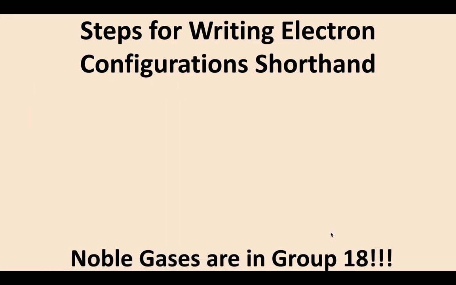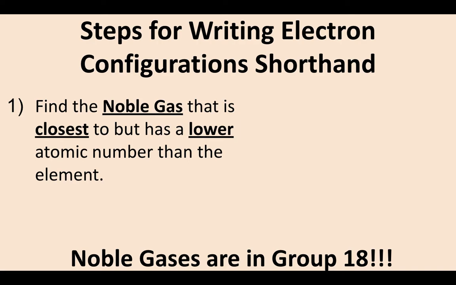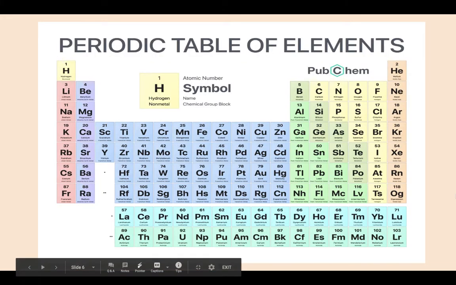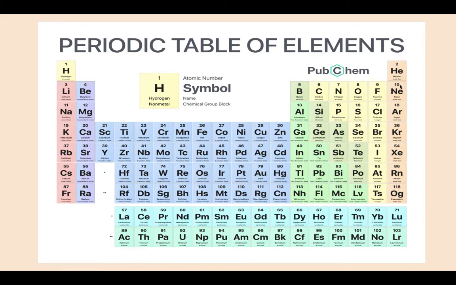Okay, so your steps for writing electron configuration shorthand. The first thing that you want to do is find your noble gas that is closest to, but has a lower atomic number than that element. Noble gases are always in group 18, so your noble gases are always at the end. This is group 18: helium, neon, argon, krypton, xenon, and radon. We always go back to here. So for example, if I want to write the shorthand for magnesium, we have to backtrack to get to here. We go 12, 11, 10. So neon would be our noble gas that comes before magnesium.